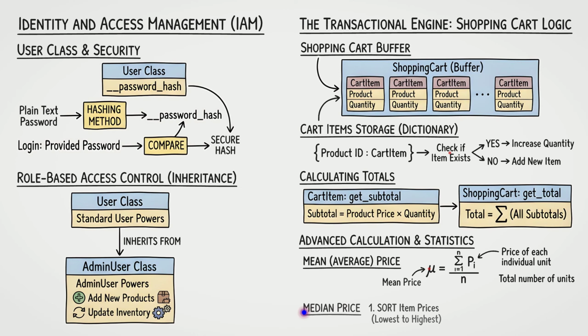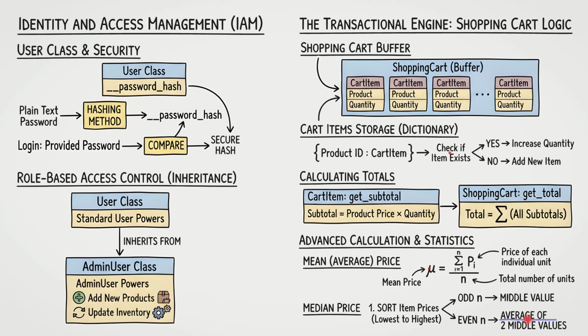The cart can also figure out the median price. First, it will sort all the item prices from lowest to highest. If there is an odd number of items, the median is just the exact middle value. If there is an even number of items, it calculates the average of the two middle values.